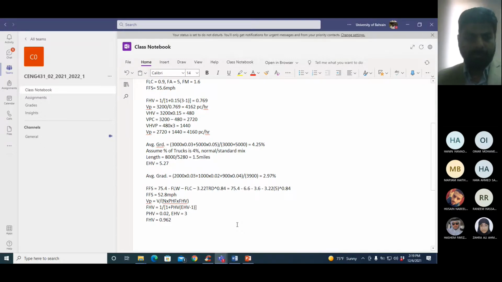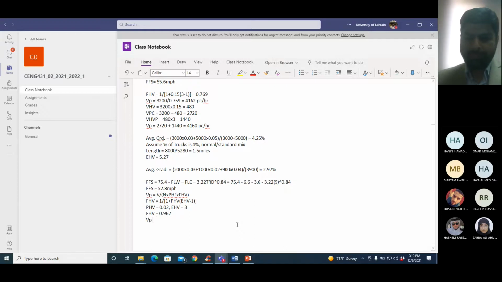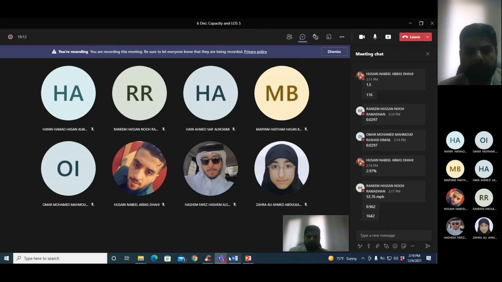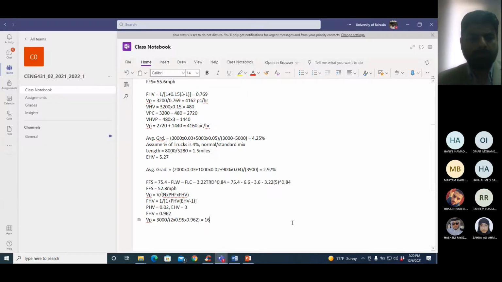Okay. Now we can calculate VP. Volume in one direction 3000. Number of lanes 2. Peak hour factor 0.95 and FHV 0.962. How much is VP here? 1642. Okay. Passenger cars per hour per lane.